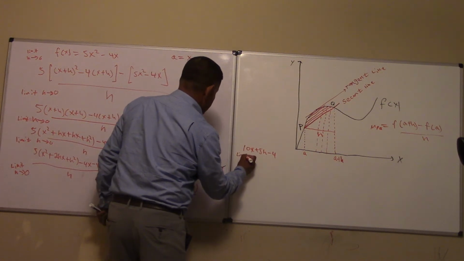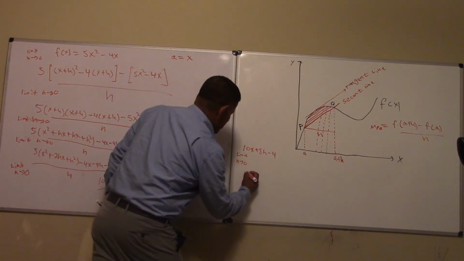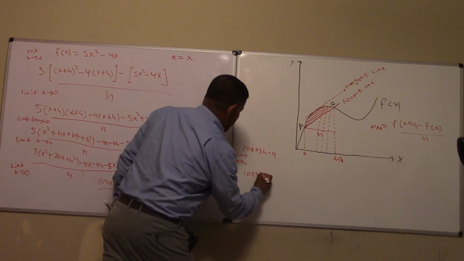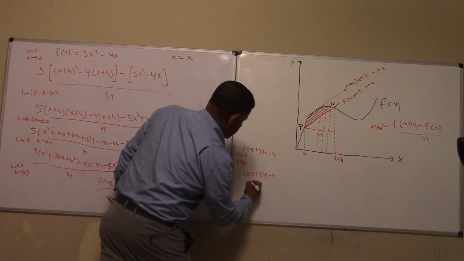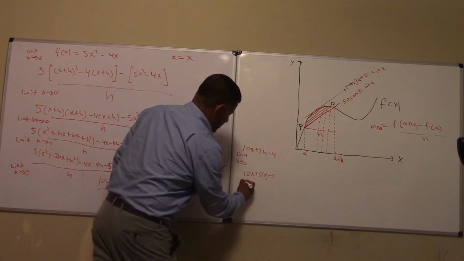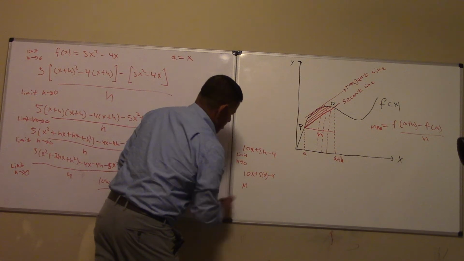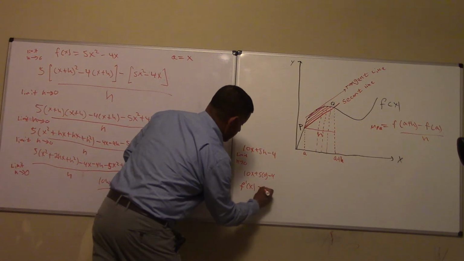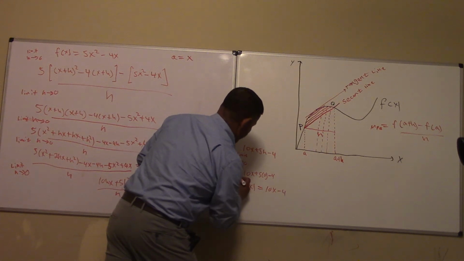Now, but we say that the limit as h approaches 0, right? So if we replace that, we say 10x plus 5 times 0 minus 4. And so the slope, which is the derivative, you can call it m, or you can call it whatever. F prime is equal to 10x minus 4.